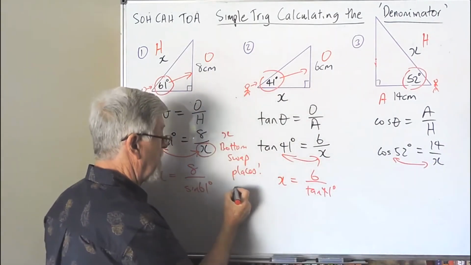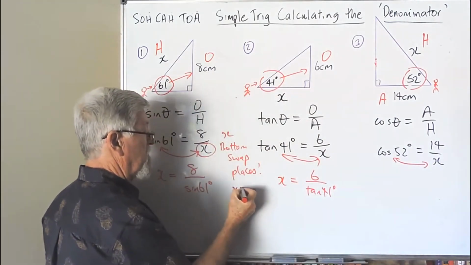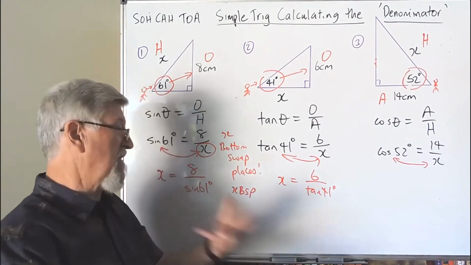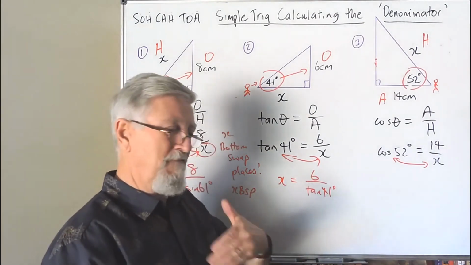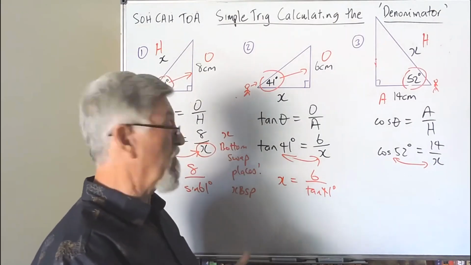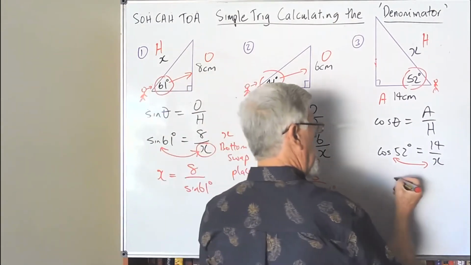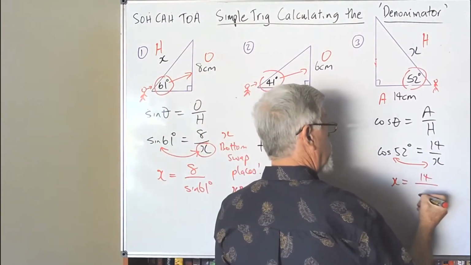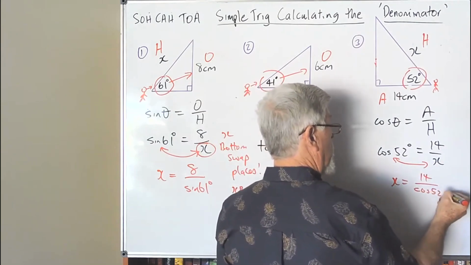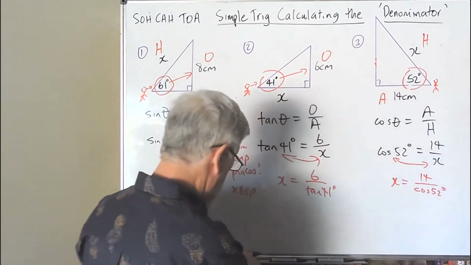I feel like something like XB, SP or something. Bottom swaps places, I can't think of something. Message me in the comments if you think of something that's really good for it, or better words. So the X comes over to here, and the 14 stays there, and the cos goes down to the bottom there. What do we do to get the answer?